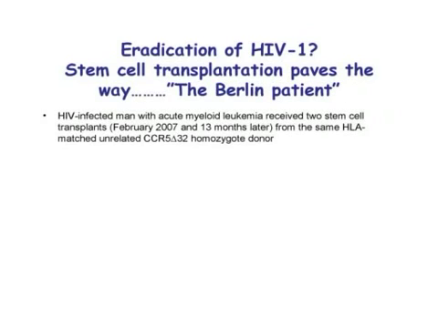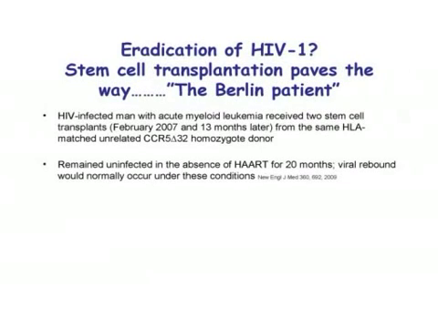had acute myeloid leukemia and received 2 stem cell transplants, one in February 2007 and then another one 13 months later, from the same HLA-matched but unrelated CCL5 delta 32 homozygous donor. So we know that this donor had no CCL5 expression at all on their cells. This individual remained uninfected in the absence of HAART for 20 months. This was at the time of the New England Journal of Medicine paper. Viral rebound you would normally expect would have happened. So this was a lot of concern, a lot of cause for excitement here.